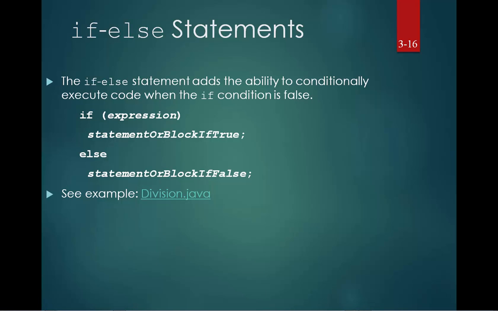There's an additional structure that we can add on to the if statement that allows for a second condition, for a second statement or block of statements to be executed if the condition is false. So before, what we had was an option to execute a statement if a condition was true and just skip over that statement if the condition was not true.